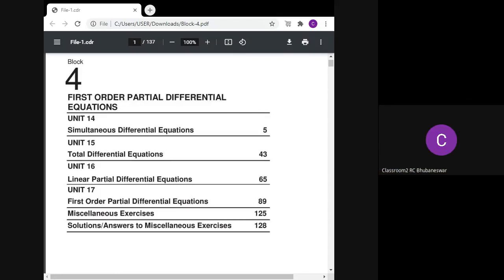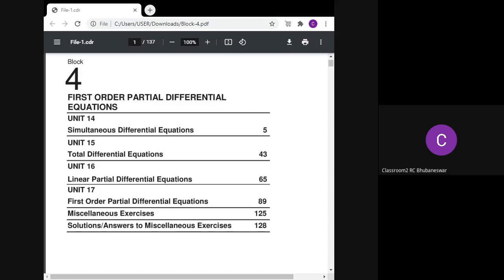So as you can see, in this particular session, we have to mainly cover the first two units of block 4. And the first unit is simultaneous differential equations. And the second, that is unit number 15 in block 4, that is total differential equations. So these two we discuss today.